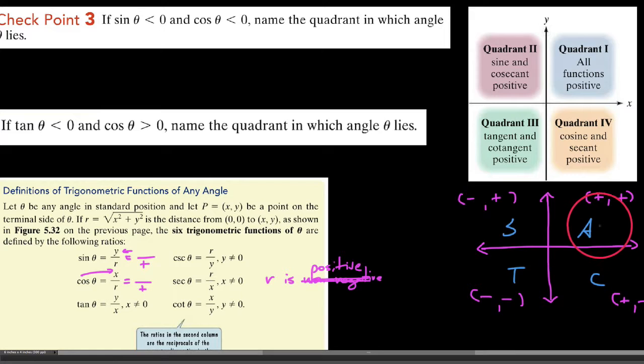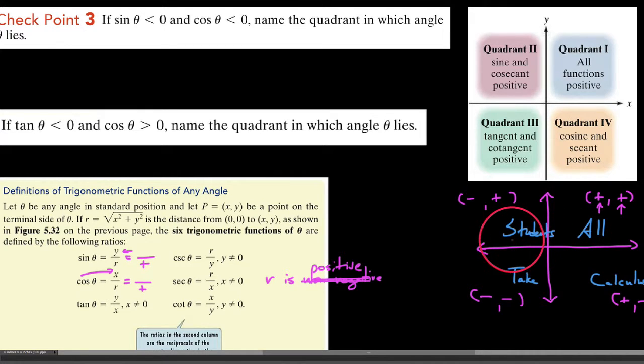This is how you'll remember it: ASTC, the little mnemonic that I use, or at least that I've heard. All Students Take Calculus. Basically, this stands for the fact that all trig functions are positive in the first quadrant. Any angle that terminates up here has a positive x and a positive y. So when you do your sine, which is y over r, you have a positive over a positive. When you do your cosine, which is x over r, you have a positive over a positive. When you do your tangent, which is y over x, a positive divided by a positive is positive. It just means that all trig functions are positive in the first quadrant.